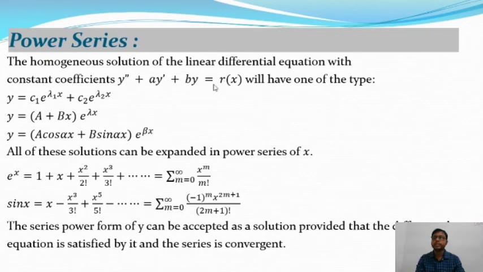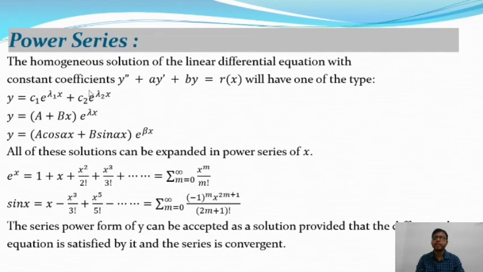So you know, any second order differential equation, the solutions depend on the nature of the roots. That means the auxiliary equation is, say, m square plus a into m plus b is equal to 0, where Rx is equal to 0. So the solution of this differential equation is either y is equal to C1 into e to the power lambda 1x plus C2 into e to the power lambda 2x.